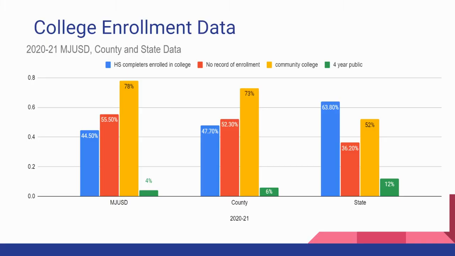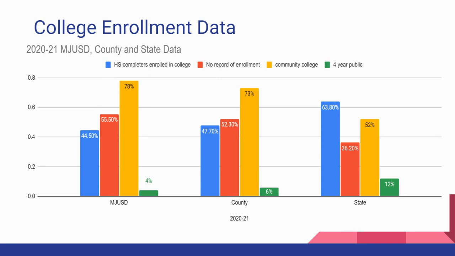For normative or comparison purposes, we turn our attention to informative data not presented on the California dashboard. Here we depict the percentage of students and their career pursuits upon graduating from MJUSD. The yellow bar displays community college entrance, a green bar displays 4-year university enrollment. The red bar is for students for whom we have no record.